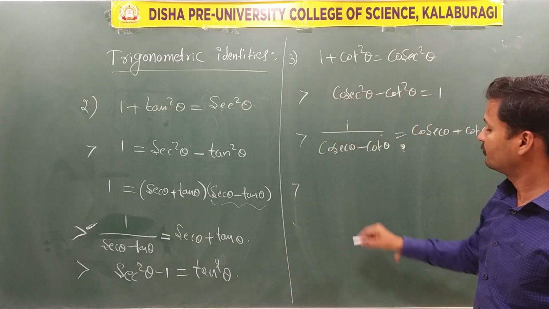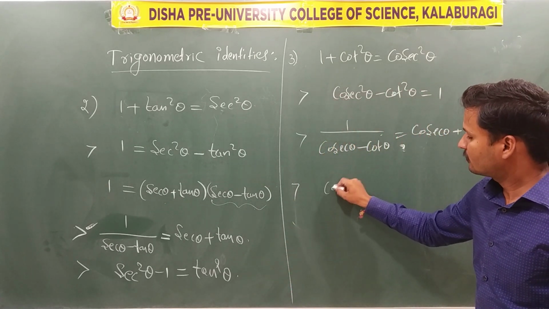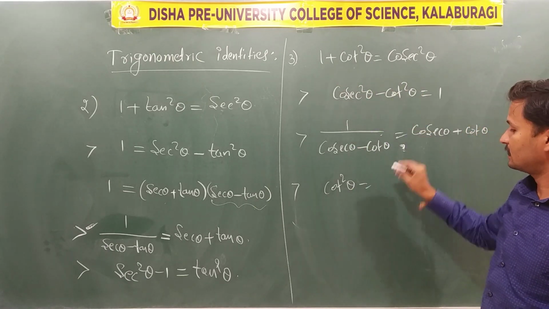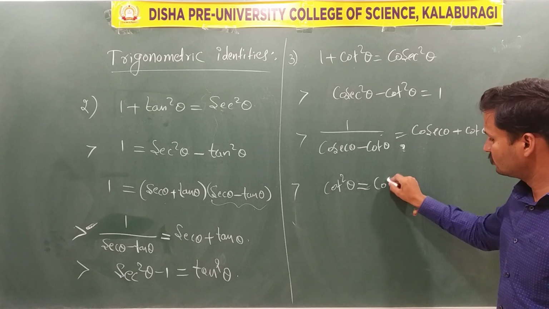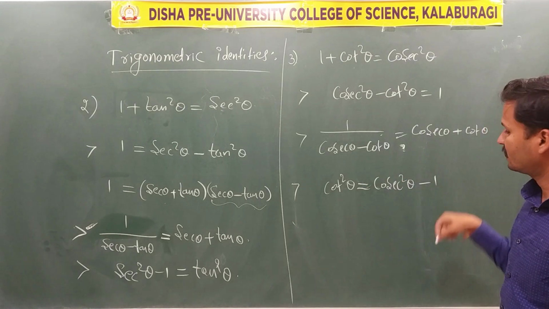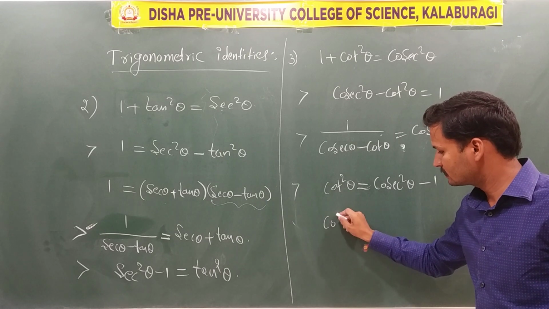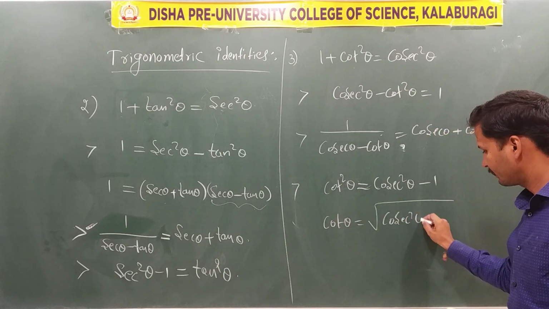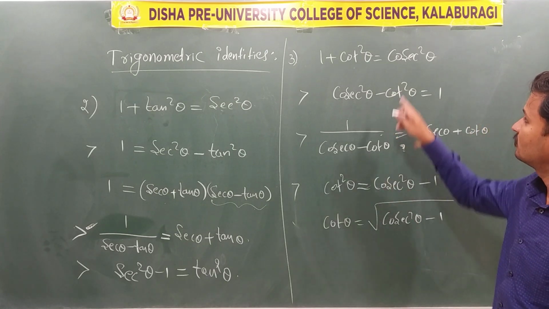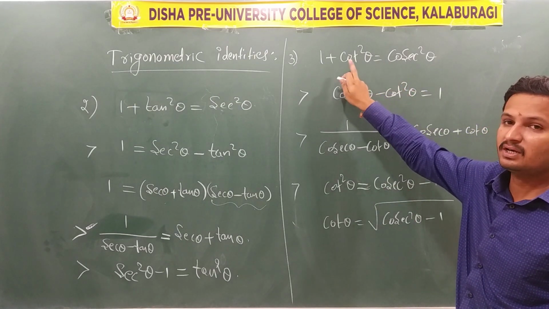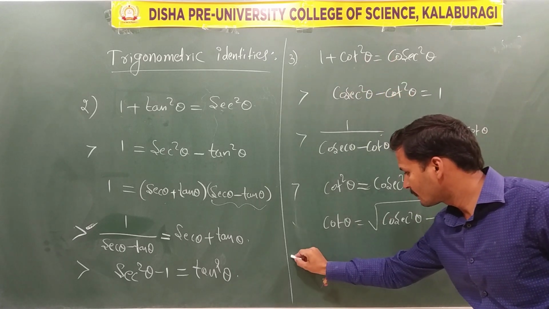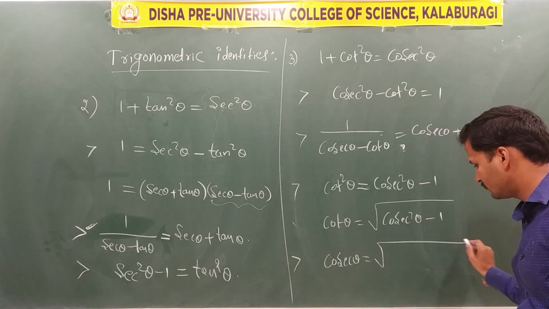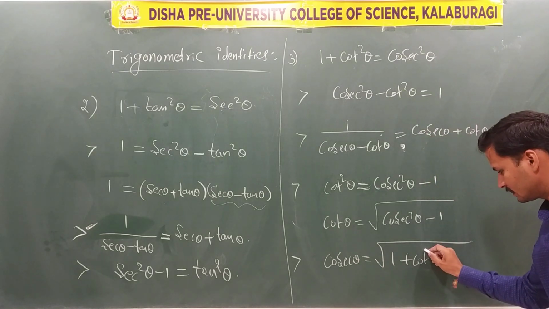And then next is cot square theta is equal to, keep this cot square theta as it is, take this plus 1 to this side, then cot square theta is equal to cosec square theta minus 1, or cot theta is equal to square root of cosec square theta minus 1. Next, cosec theta is equal to square root of 1 plus cot square theta.